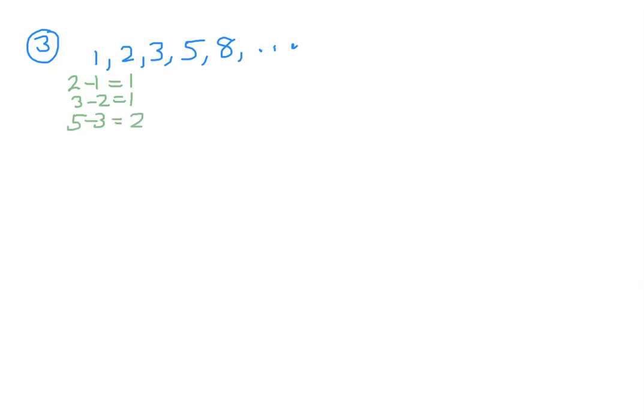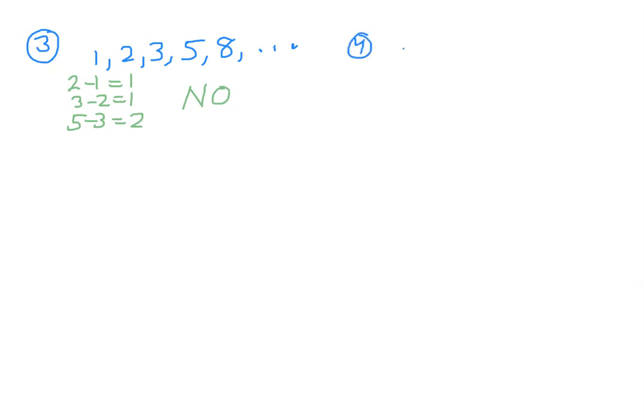Okay, number 3. 1, 2, 3, 5, 8. First of all, is it arithmetic? 2 minus 1 is 1. 3 minus 2 is 1. 5 minus 3 is 2. So, nope, we don't even have to check anymore. It's not arithmetic, and we're done with that one.